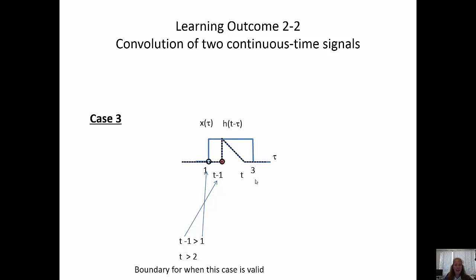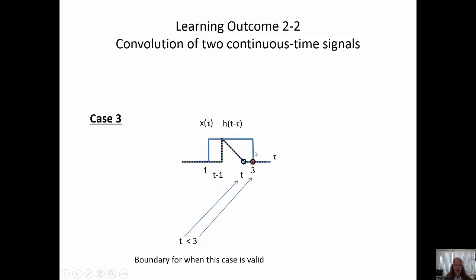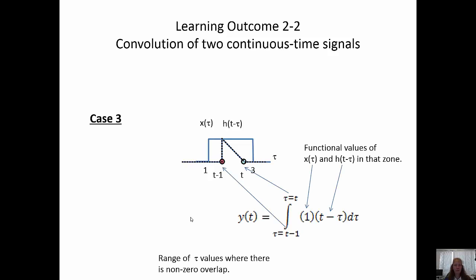We now move on to case 3. This is where we've got total overlap. Our h of t minus tau is totally enveloped within the domain of our x of tau. This is the case when t minus 1 is to the right of 1, or t minus 1 is greater than 1, which is equivalent to t is greater than 2. It's also valid when t is less than 3, or t is left of 3. In total, this is when t is between 2 and 3.